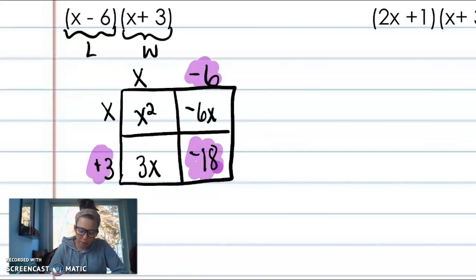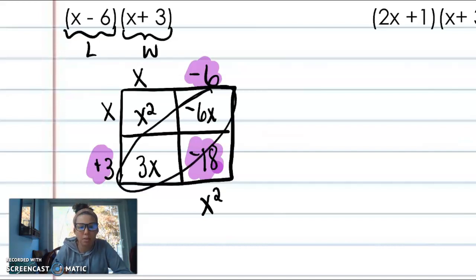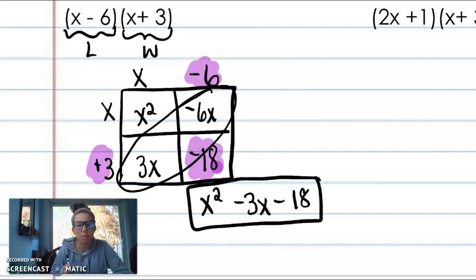All right, and then from there, you can go ahead and add up all of them. It's going to be x squared. We'll start with the highest exponent. We can go ahead and combine these together. I'm just going to circle them. So negative 6x and 3x would be just a negative 3x, and then the negative 18. So that's going to be your final answer, or the area of the square when you multiply.